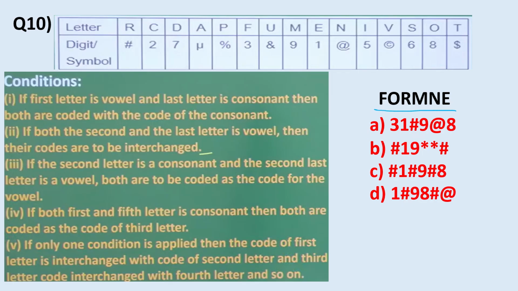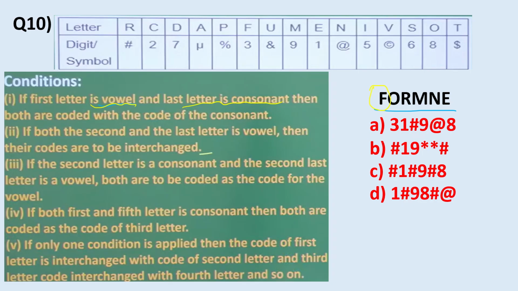Now, see the conditions. If the first letter is a vowel, what have they said? If the first letter is a vowel, the last letter is a consonant. You know what vowels are? A, E, I, O, U, right? And the rest are called consonants. So if the first letter is a vowel, is the first letter a vowel here? Is F a vowel? No. Correct? So the first condition has failed.